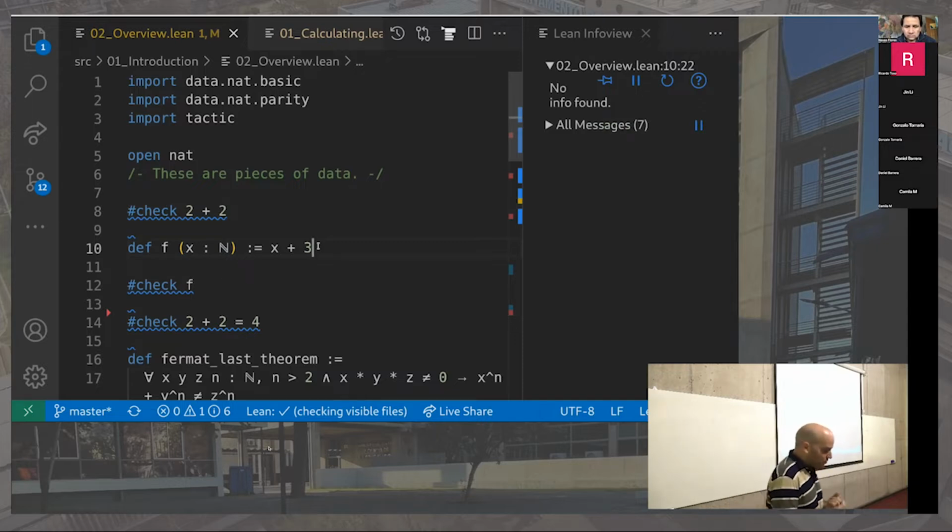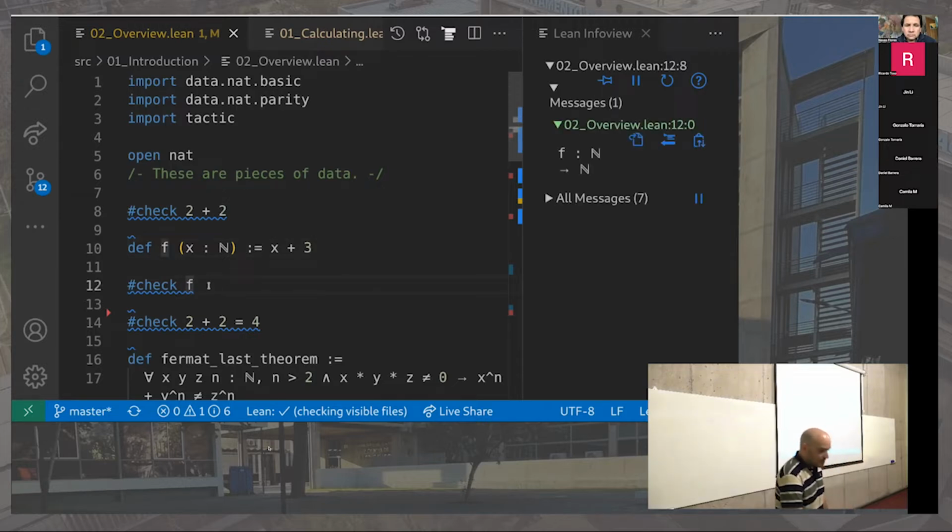Now let's see another example of type. Let's first of all give a definition. We define, so def means we are going to give a definition, f that takes a natural number x and returns x + 3. So what is f? f is just a function from natural numbers to natural numbers, the function that sends x to x + 3. If we ask Lean what is the type of f, it says f has type ℕ → ℕ.